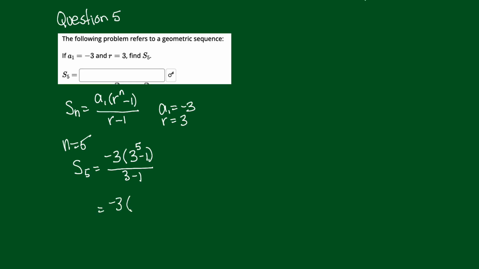Now, just do this on your calculator. Just do it all at once. On your calculator, just type in 3 raised to the 5th, and then minus 1. Be careful how you do it. I got 242. So be careful on your calculator. You want 3 to the 5th, but then you want minus 1 out here. All right, so I got 242 all over 2.